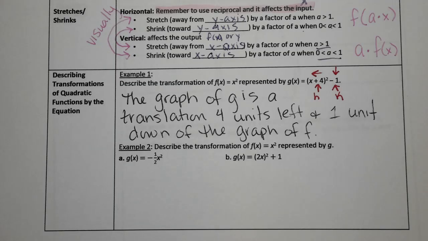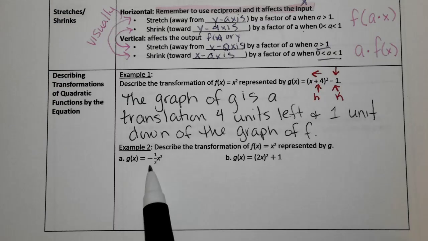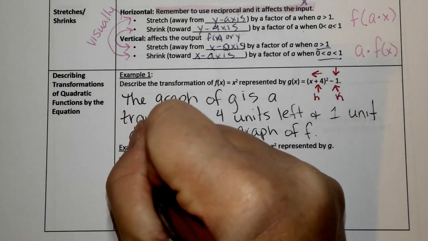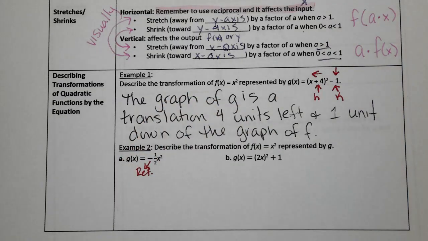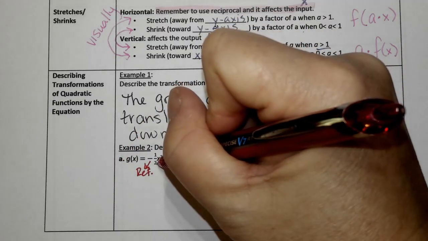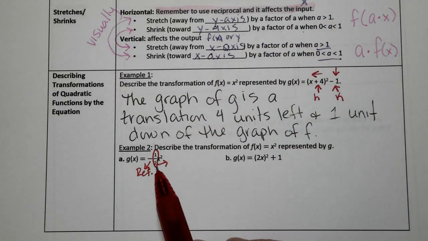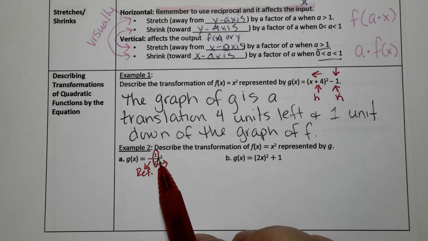All right, so moving on. If you need to pause and write that, please do so. So example 2, describe the transformation of x squared represented by g. So we have this negative here, right? We said a negative means reflection. I'm just going to put REF for short. And then we have this 1/2. So it is being multiplied, and it is being multiplied to the function.